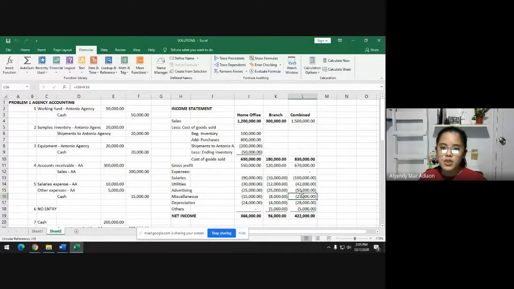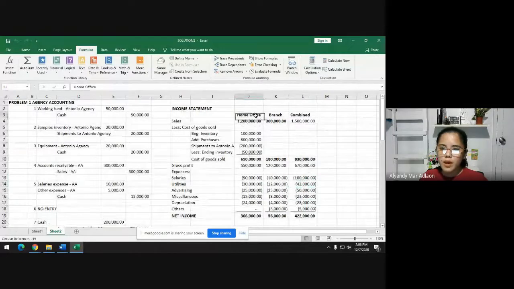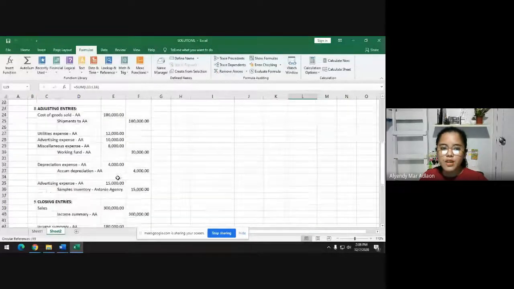So again, take note, in the combined financial statements, we do not present those accounts that are related only to the two of them. We will have to eliminate them. So on the part of the home office, the net income is 366, and the branch 56, and on the combined financial statements, that is 422,000 pesos. Okay, so that is for the agency accounting.